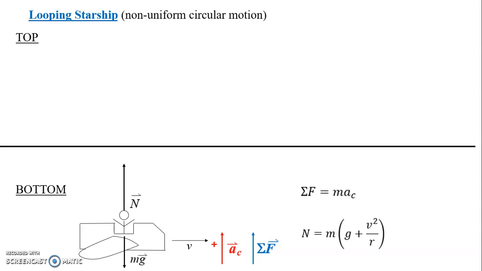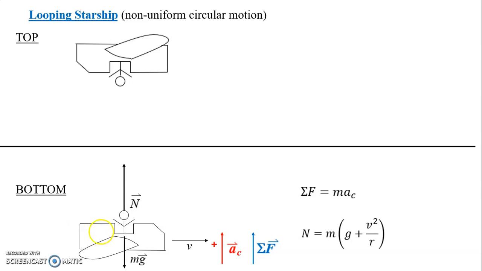Okay, so now let's fast forward and go to the top. So now we're going to draw the whole picture upside down, because you're upside down at the top, right? It loops upside down. And pause the video. I want you to do the same thing. Draw velocity, acceleration, net force. Draw your free body diagram.